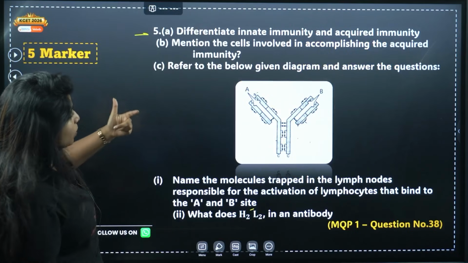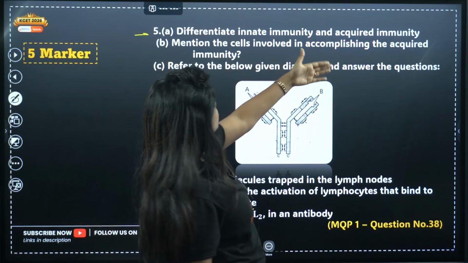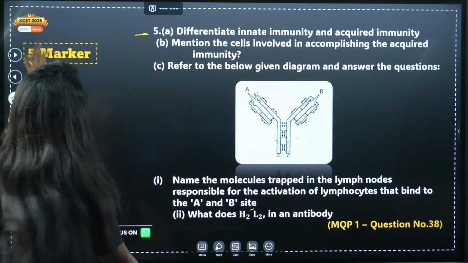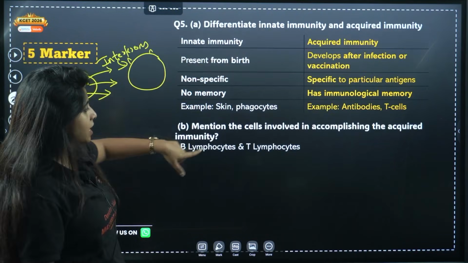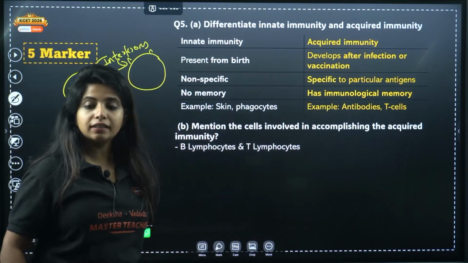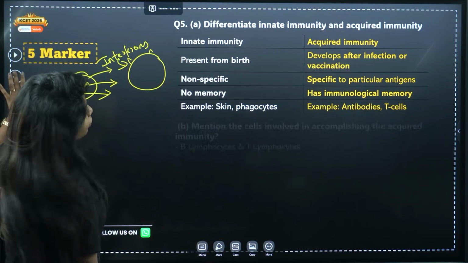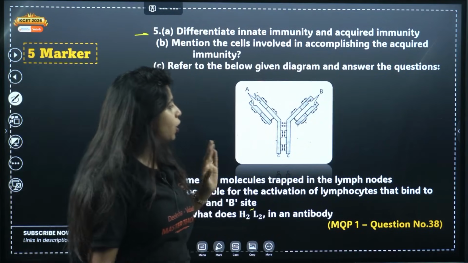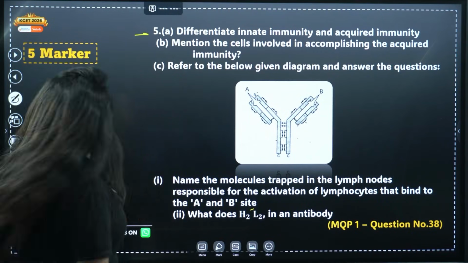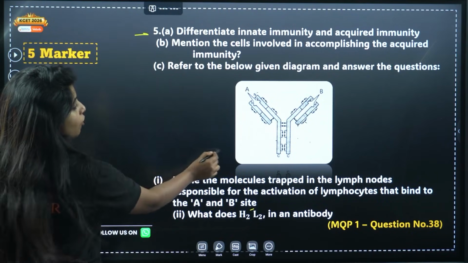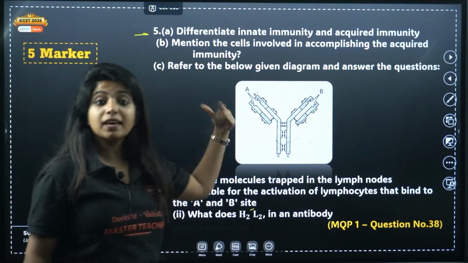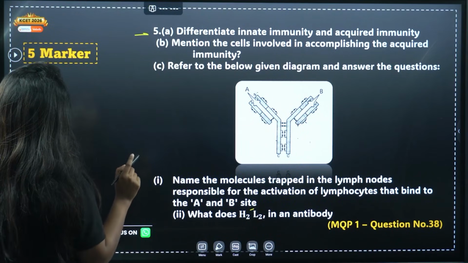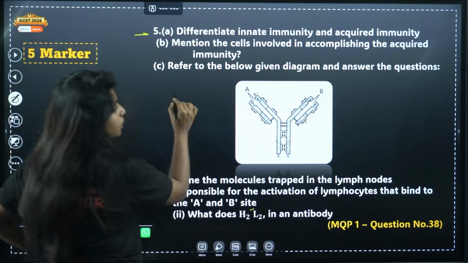Now you have the next question. Mention the cells involved in accomplishing the acquired immunity. So acquired immunity, I told you, will always be B and T cells. B lymphocytes and T lymphocytes are there for accomplishing the acquired immunity. Next thing that you have, refer to the below given diagram and answer the following questions. So here a diagram is being given of the antibody. Now this diagram can be asked for you to draw also. So you should know how to draw this particular diagram.